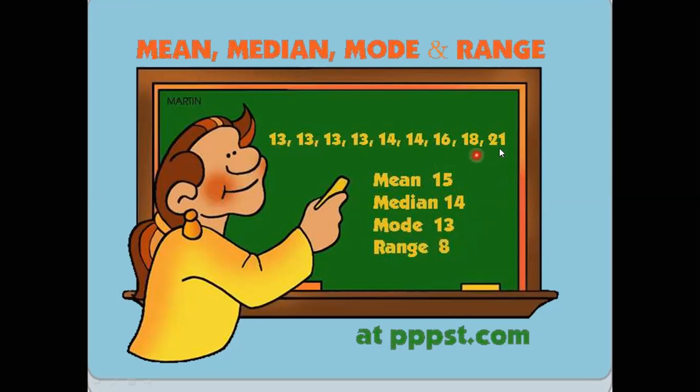Next is the mode. The mode is the number that is repeated the most times. Here you can observe that 13 is repeated many times, so the mode is 13. And for the median, when you arrange 13, 14, 16, 18, 21, which number is in the middle? 14. So the median is 14. In this way we find mean, median, mode and range. I hope you understood.